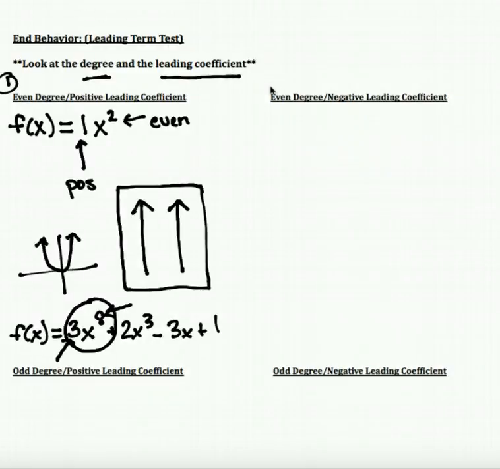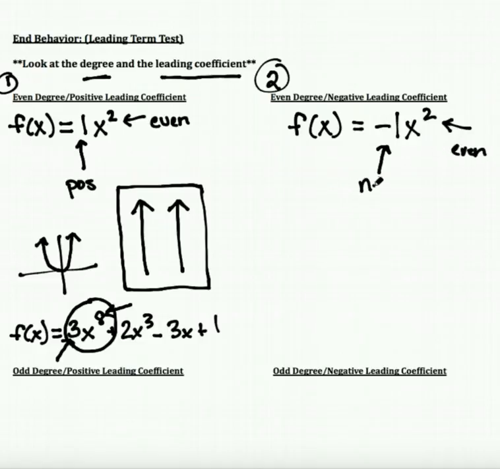The next scenario I'm going to talk about is when you have an even degree and a negative leading coefficient. So your most basic function that has even degree and a negative leading coefficient would be f of x equals negative 1 x squared. So the only difference between the last one and this one is we have now a negative leading coefficient and an even degree.